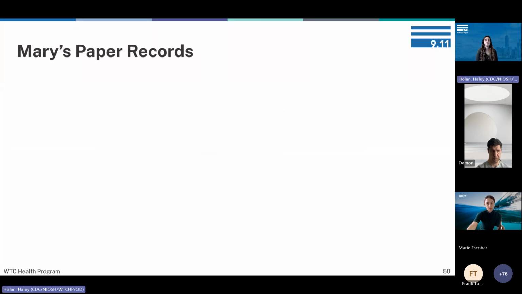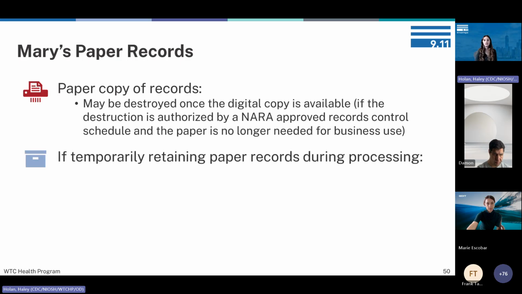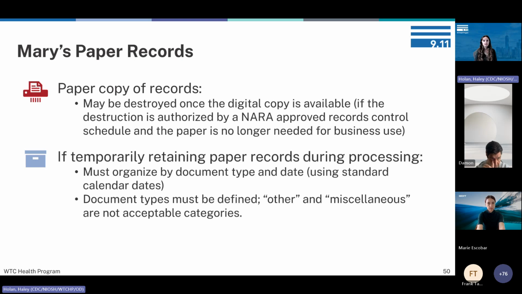So now that we have digitized all of Mary's records that she sent in, the paper copy of the records may be destroyed once the digital copy is available if the destruction is authorized by a NARA-approved records control schedule and the paper is no longer needed for business use. If you are temporarily retaining the paper records during processing, make sure to organize them by document type, using standard calendar dates, and the document types have to be defined. We can't use other or miscellaneous. These are not acceptable document categories.